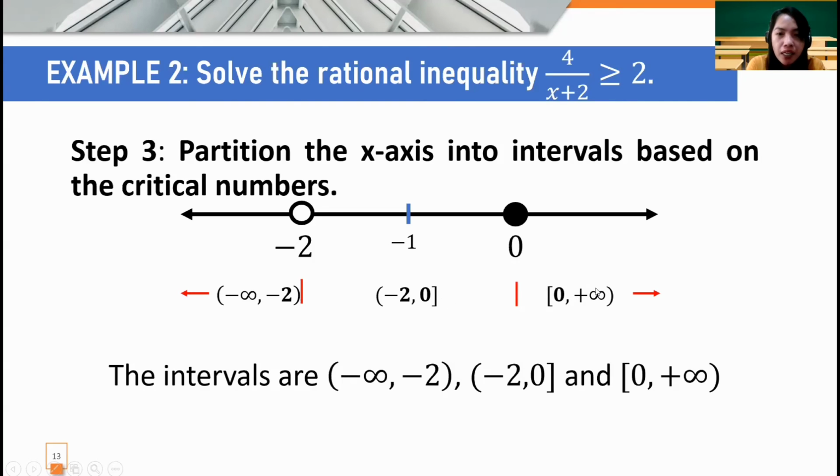So ito yung magiging intervals mo. We have here negative infinity to negative 2. Negative 2 to 0. 0 can be included in the solution set. And then 0 to positive infinity.